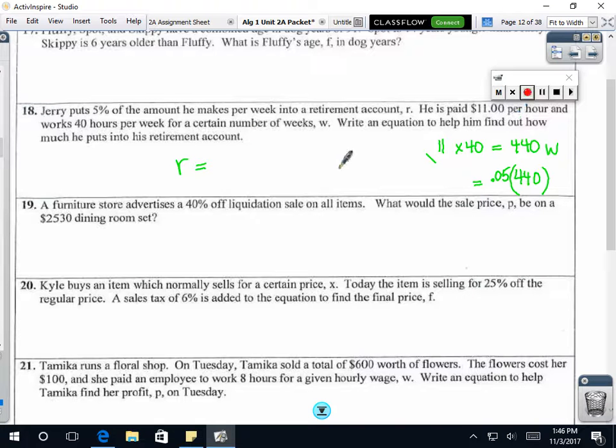So let's make it an equation. 440W, because we don't know how many weeks were worked, right? I just made up that he worked 1, but we don't really know that. But didn't we take that and multiply it by 0.05? And that's the amount of money that would go in the retirement account? Yeah, so that's the equation. Just whatever you make per week times 0.05. And whatever that is, once you plug in how many weeks you work, will be the amount going in your account.